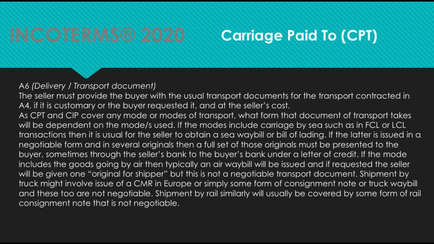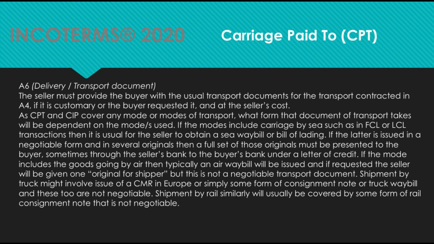A6 delivery transport document. The seller must provide the buyer with the usual transport documents for the transport contracted in A4 if it is customary or the buyer requested it, and at the seller's cost. As CPT and CIP cover any mode or modes of transport, what form that document of transport takes will be dependent on the mode or modes used.